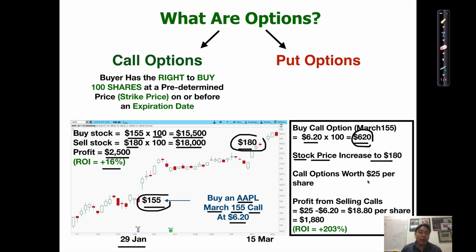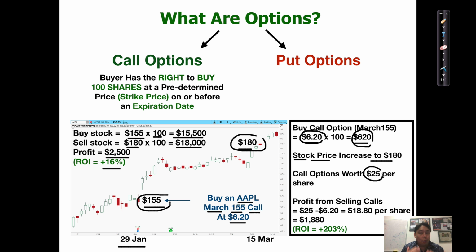So because of that, your call options now have an intrinsic value. They are now worth at least $25. So instead of actually buying the shares, what you could do is to sell that call option at the higher value it is now worth. Recall, you initially bought the call option at $6.20. But now the call option is worth at least $25 because of its intrinsic value.